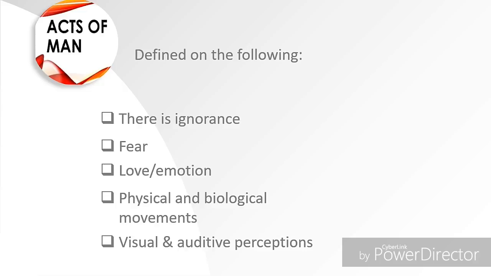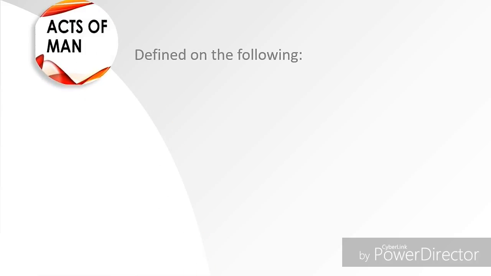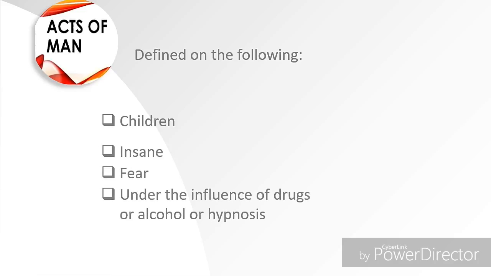Another is when such action is influenced with vision. Another is when an action is performed by a child below the reasoning age, or by an insane person, or when there is fear in that action, or when such action is under the influence of drugs or alcohol.